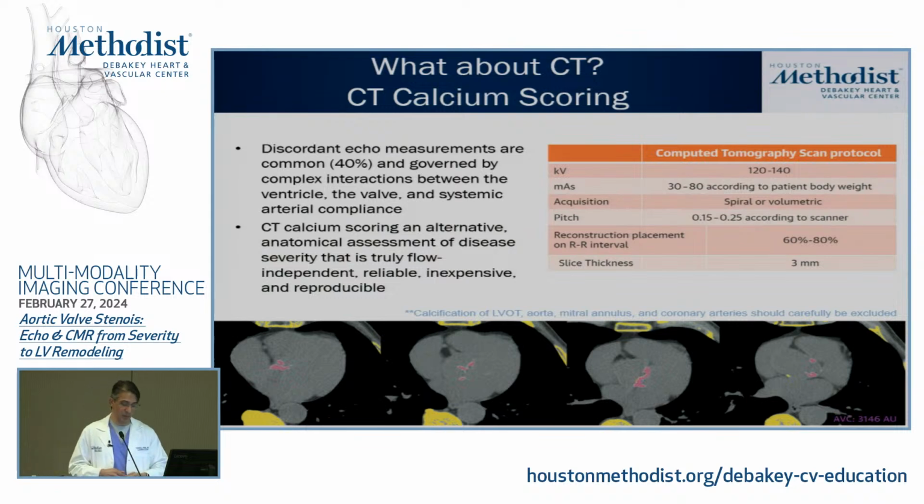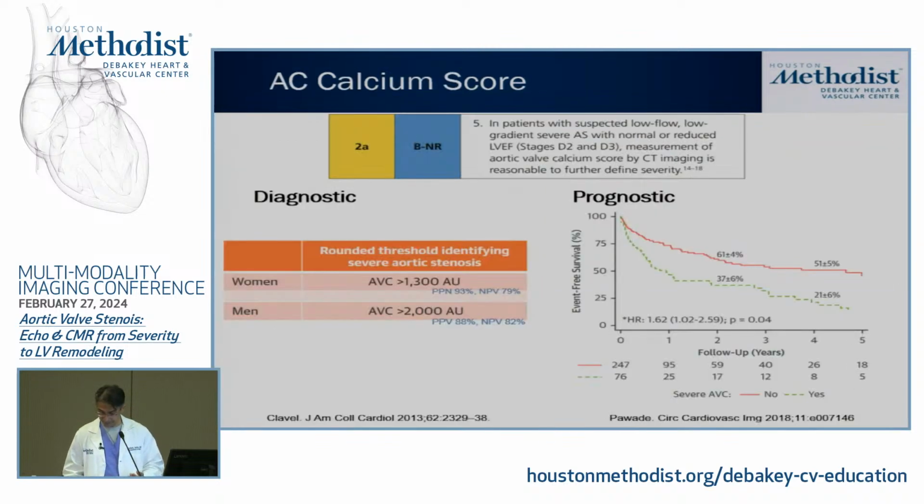And this is just an example. We scan the patient according to the protocol you see on the right-hand side, and anything more than 130 Hounsfield units is color-coded, so we're able to visualize the aortic valve calcium and quantitate the degree of calcium that's present. And in the guidelines, this has really strong data behind it.